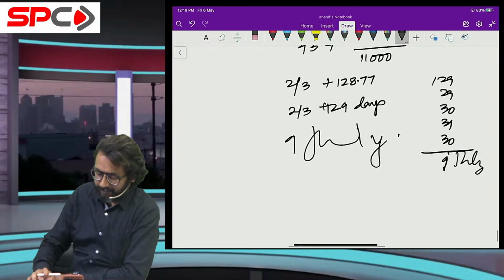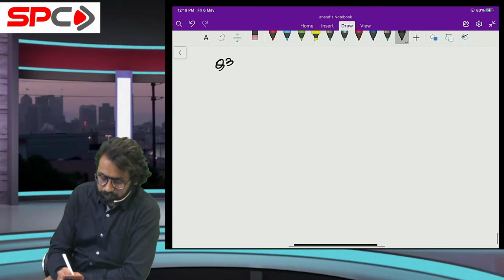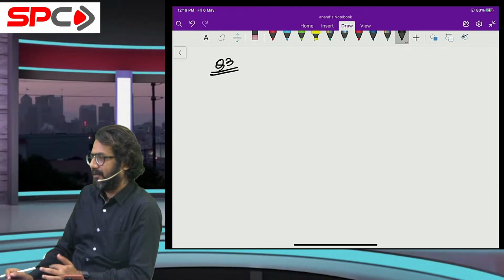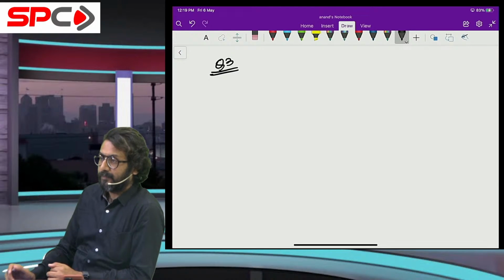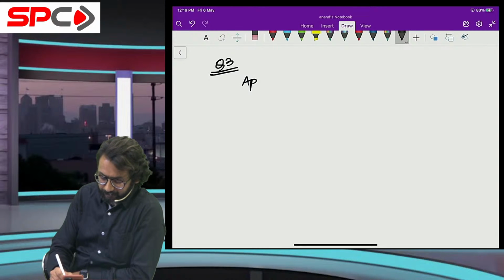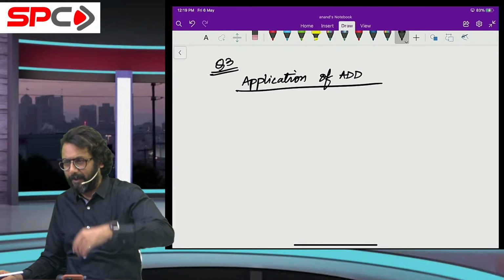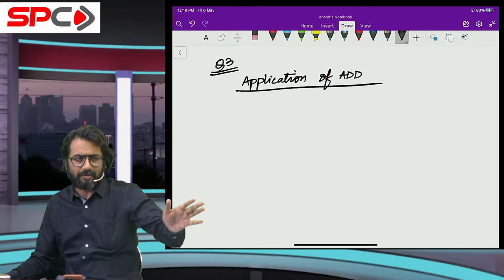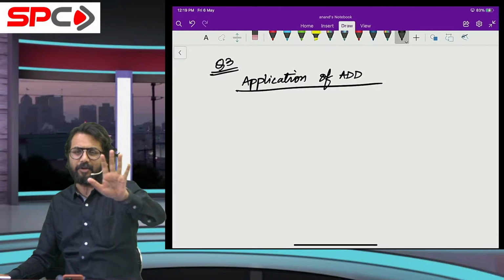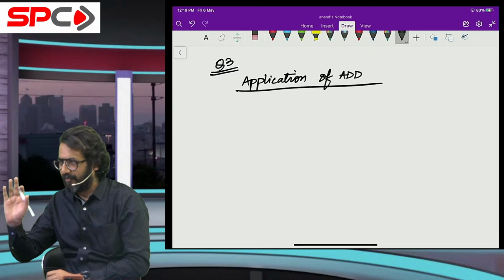Okay, now listen to me carefully. Now, application of ADD. Do you understand the meaning of this? Application of ADD means you have calculated ADD. So one of the usefulness of ADD is that you can make the payment on that date without loss of interest to either of the parties. Yes or no? Yes. This is the meaning of ADD.